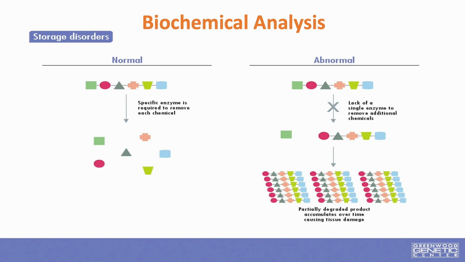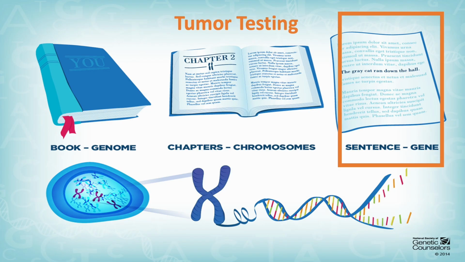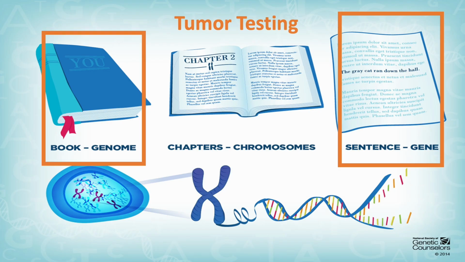By detecting these biochemical abnormalities, clinicians can provide early diagnosis, initiate appropriate treatments, and implement dietary restrictions to prevent serious health complications. Now let's discuss tumor testing, also known as somatic testing, a crucial aspect of cancer diagnosis and treatment. This analysis focuses on examining the genetic mutations present in tumor cells, distinguishing them from the individual's germline DNA, which is inherited from their parents.